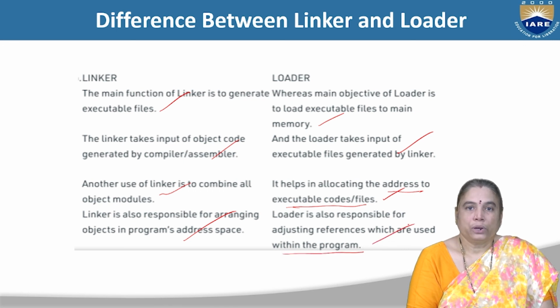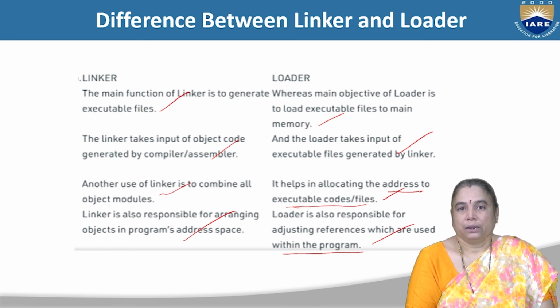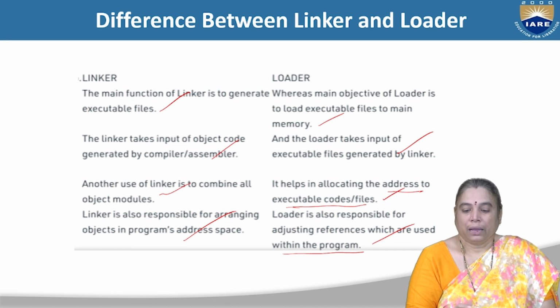So these are the two utility programs that are used after converting the program into the object code: how it can be converted into an exe file with the help of the linker, and how this linked exe file can be loaded successfully in the memory with the proper address spaces and with references handled by the loader. So this is the difference between linker and loader.